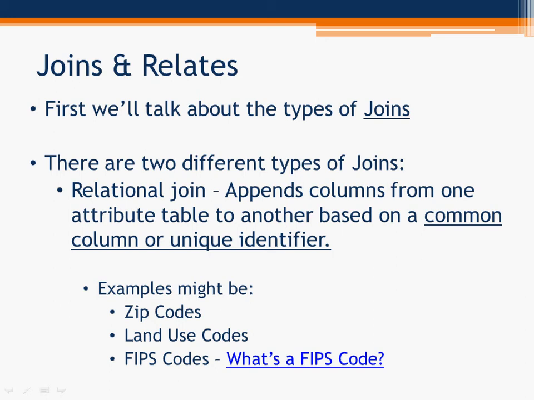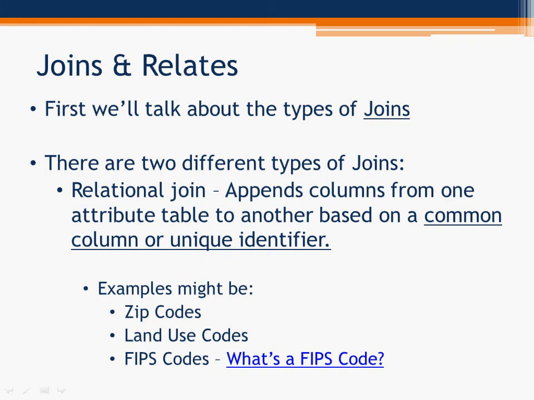So what I have underscored there, common column, or a common or a unique identifier, is very key when bringing tables together. You have to have some sort of commonality between them so that you can join the attributes together, so you can append columns from one table to another.